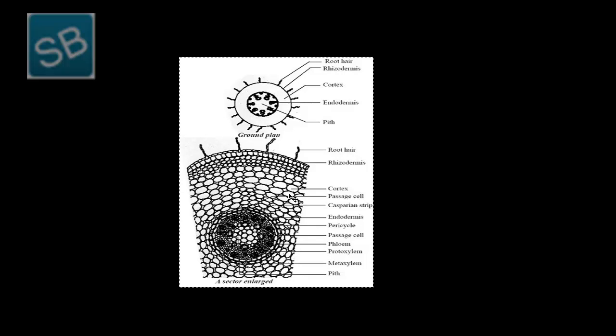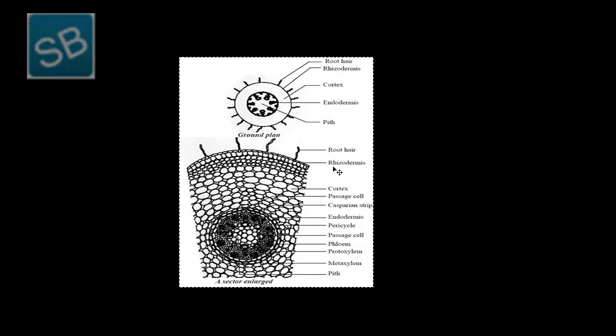This figure depicts the transverse section of a monocot root like maize. As can be seen from the figure, the outer layer is known as epidermis, which is made up of parenchymatous cells. From the epidermis, thin projections develop which are known as root hairs. Like in dicot roots, root hairs help in the absorption of water and mineral salts.